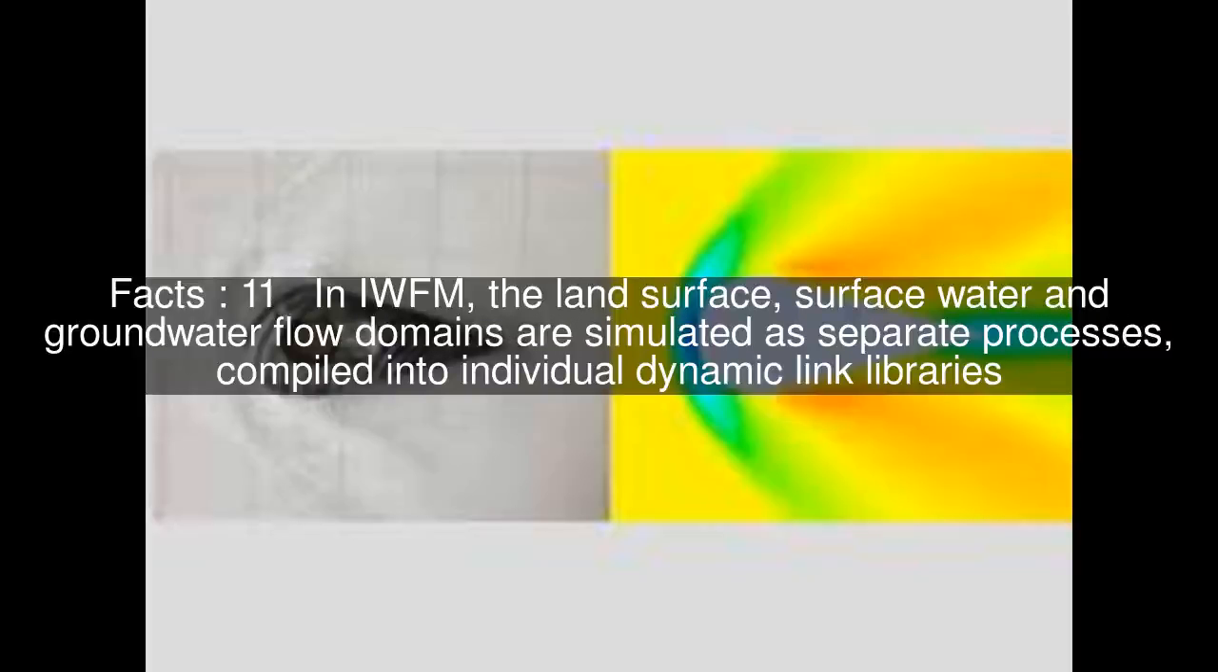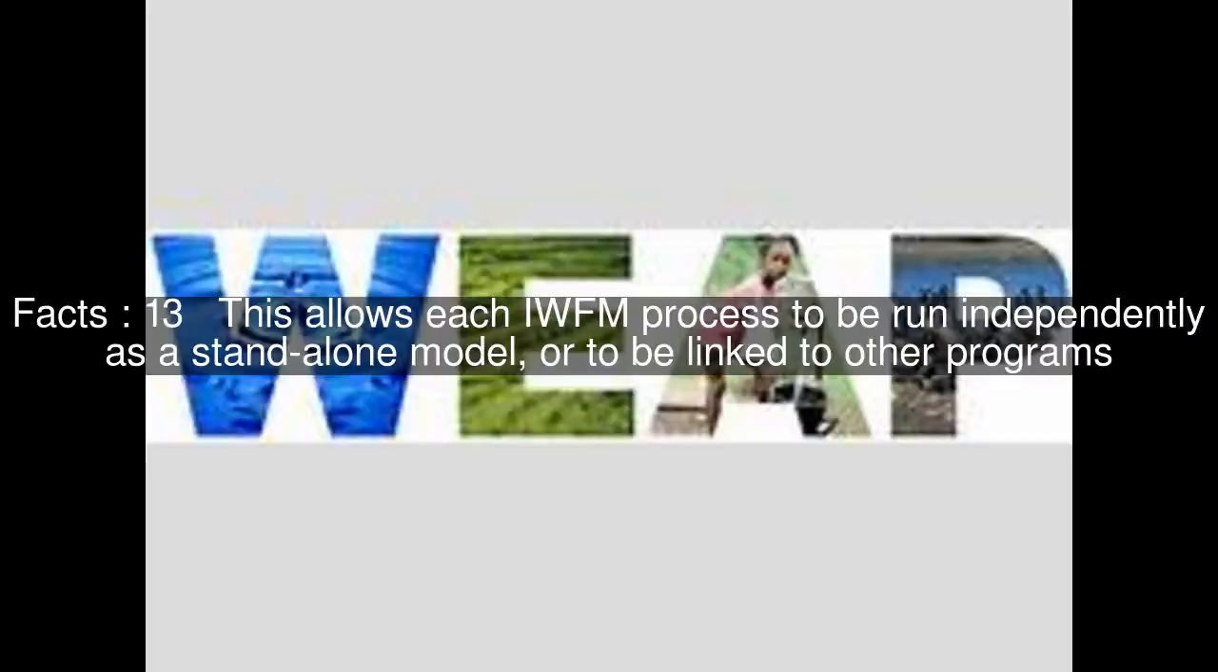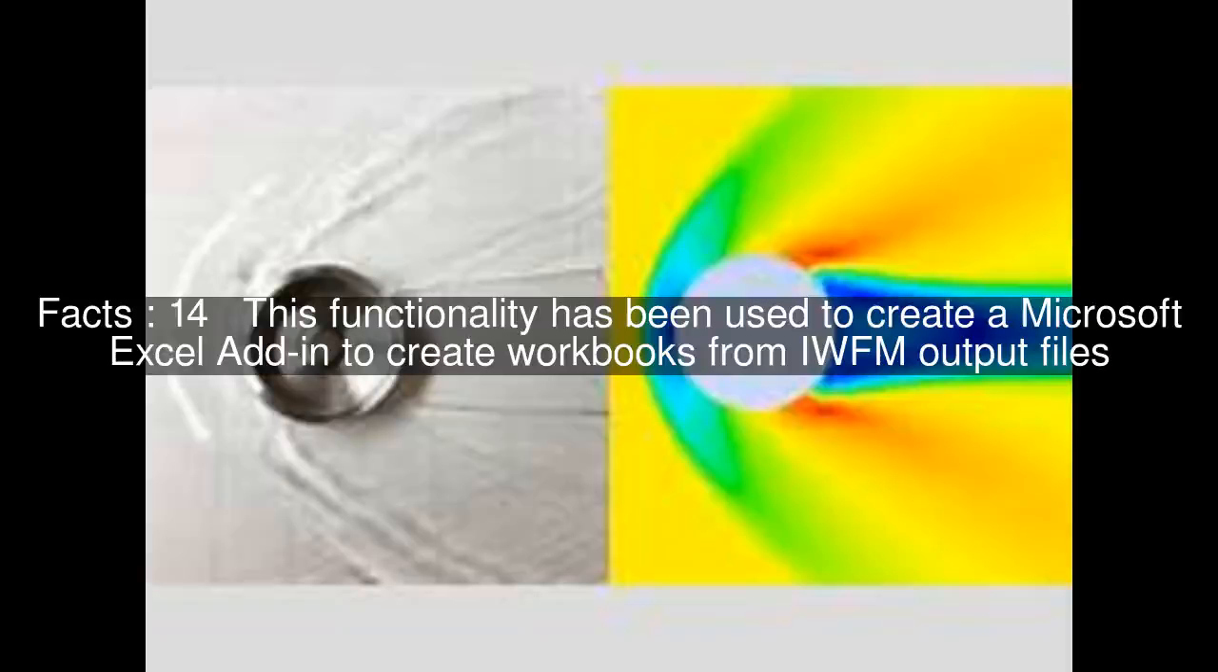In IWFM, the land surface, surface water, and groundwater flow domains are simulated as separate processes, compiled into individual dynamic link libraries. The processes are linked by water flow terms, maintain conservation of mass and momentum between processes, and are solved simultaneously. This allows each IWFM process to be run independently as a standalone model, or to be linked to other programs. This functionality has been used to create a Microsoft Excel add-in to create workbooks from IWFM output files.